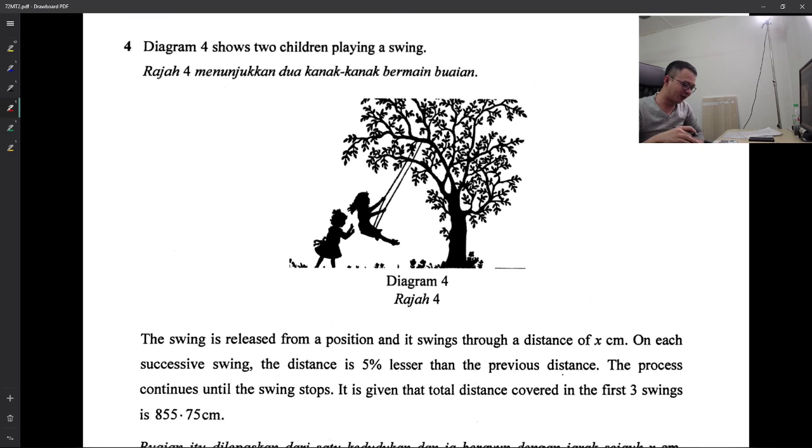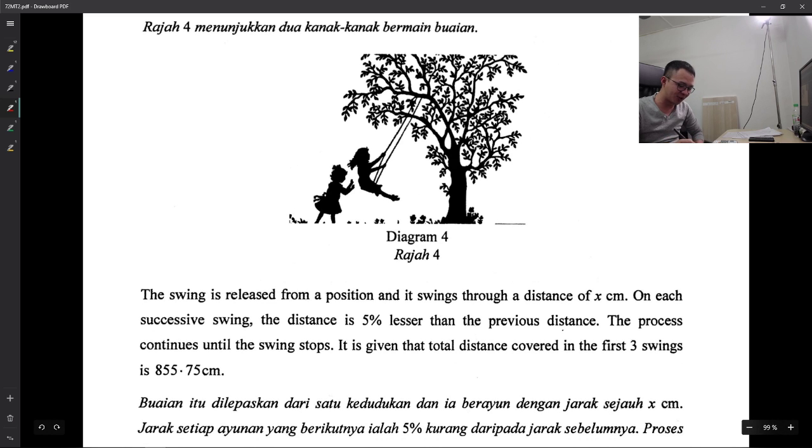Okay, question number 4. Diagram 4 shows 2 children playing a swing. The swing is released from the position, and it swings through a distance of x. So he's going to start from here, and then swing through, I do not know how far, roughly. So this is the so-called x cm. You can assume the red line I draw is x centimeter.